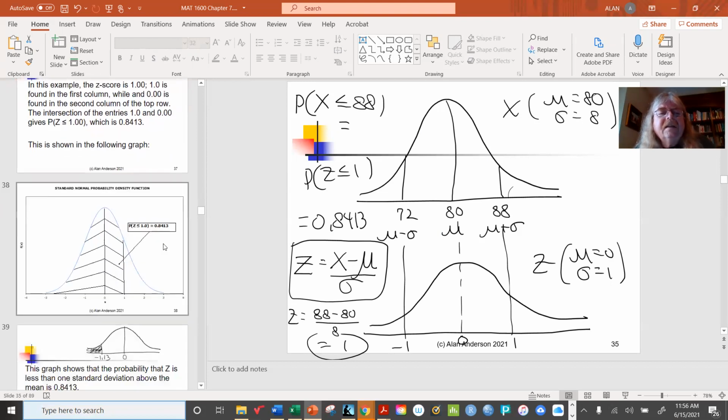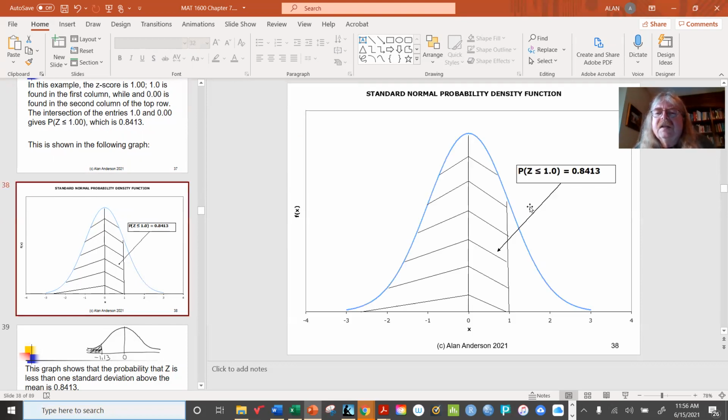Oh, and here, I did this in Excel to make it a little prettier. There you go. So there's your curve. 84.13% is below that point where we have the mean here, and the mean plus 1 standard deviation is here.